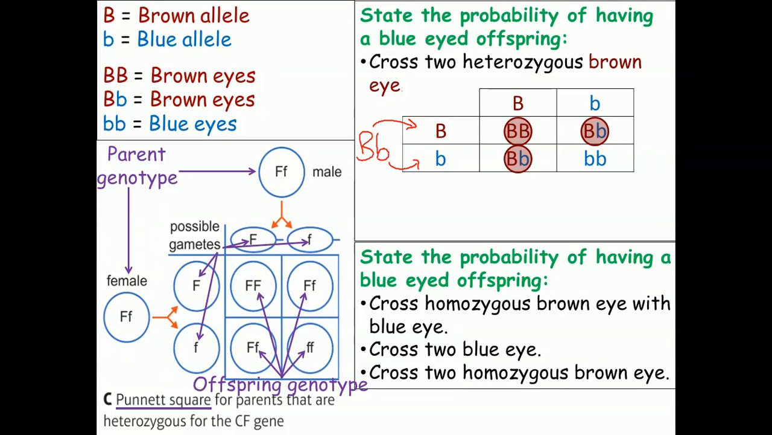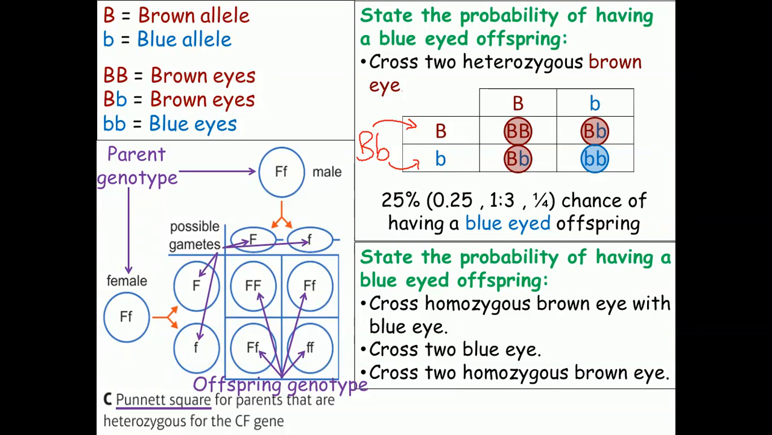And then if you look at the last possible offspring, they will express the blue eye allele in the phenotype because there are 2 copies of the blue eye allele, and because the blue eye allele is recessive, you need 2 copies to express it in the phenotype. And looking at the probability of having a blue-eyed offspring, it's 1 out of 4, so it's 25%.